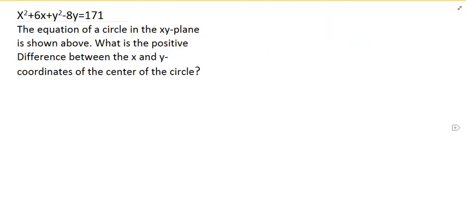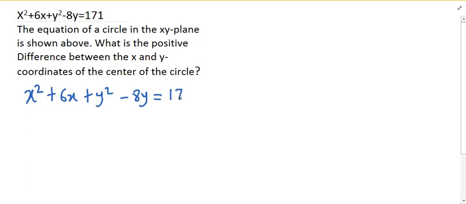Okay, you have another question. Say the equation of a circle in the xy plane is shown above. What is the positive difference between the x and y coordinates of the center of the circle? Go ahead and try this question. This question is in general form, so I want you to try writing it in the standard form. So we have x squared plus 6x plus y squared minus 8y equals 171.